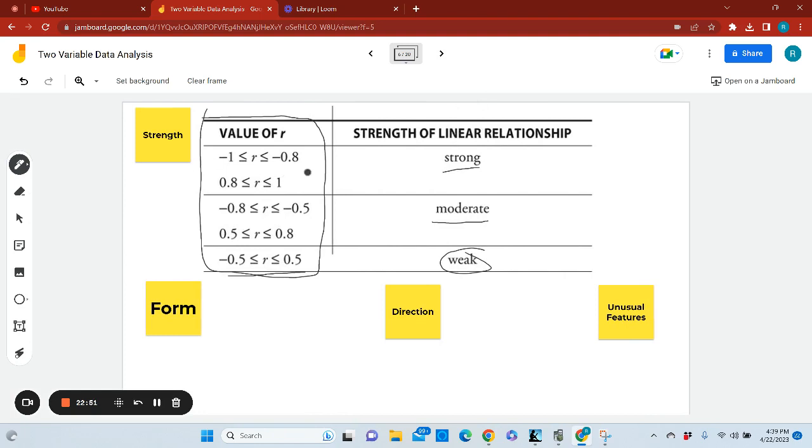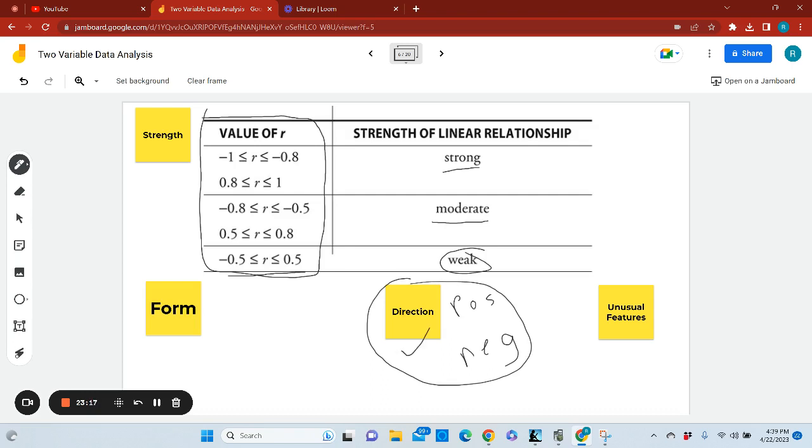But besides strength, you also have to hit these other things, okay? Direction's pretty easy, right? Are the variables positively associated or are they negatively associated? All right, so that's going to be your direction. All right, and if they have no association, you can say that. But basically, for direction, you're going to want to say, are the dots upward sloping or are they downward sloping?